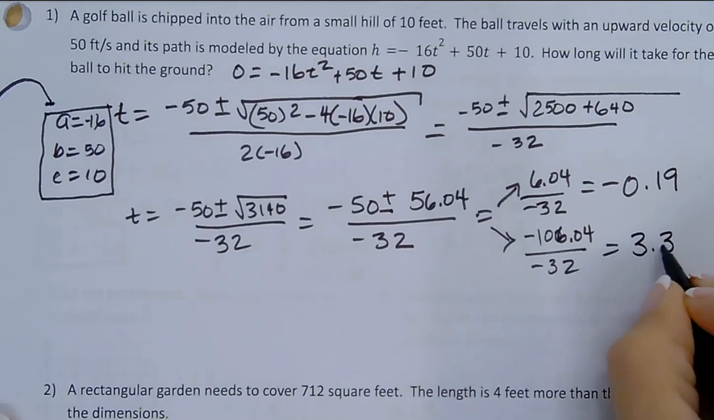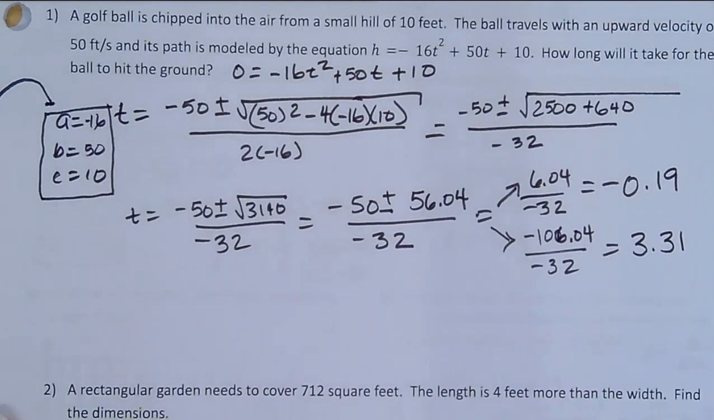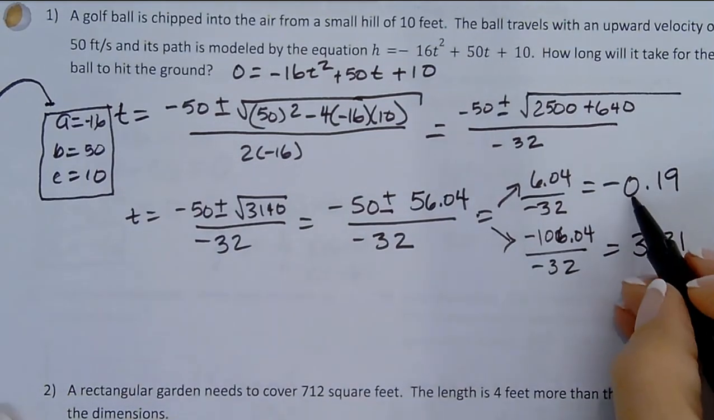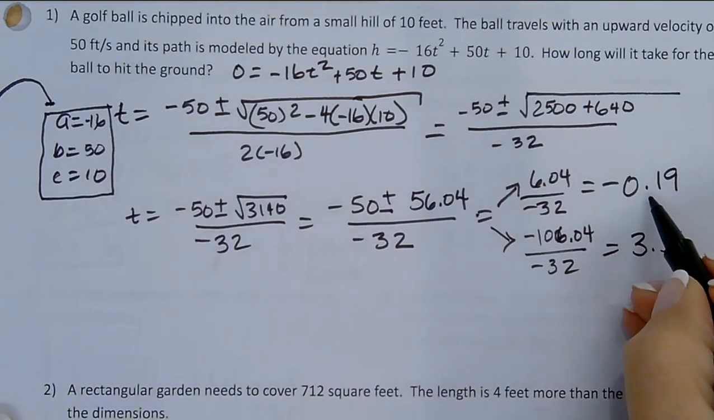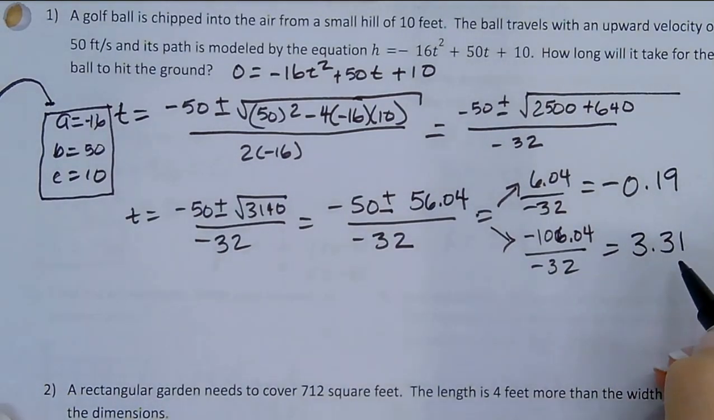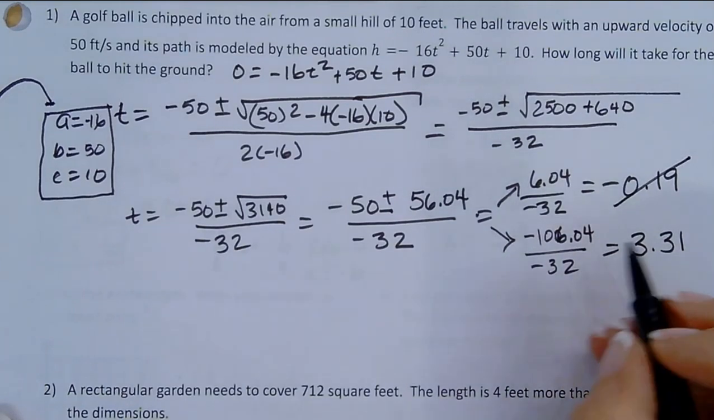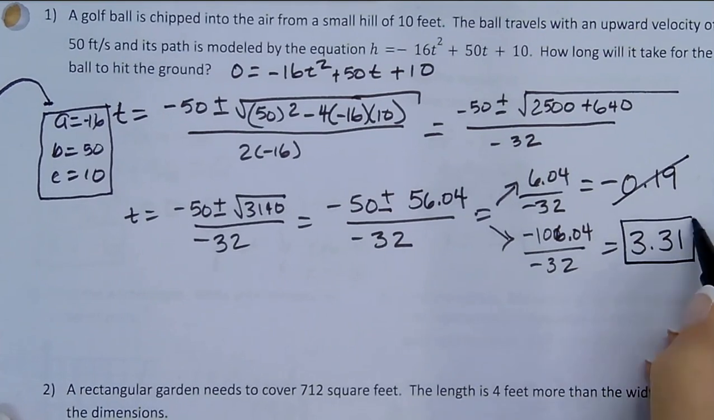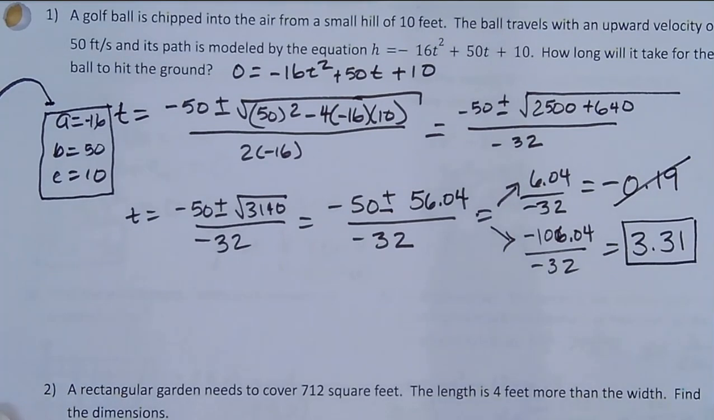All right, so we wanted to answer the question, how much time does it take for us to have that golf ball land on the ground? It's either negative 0.19 seconds or 3.31 seconds. Well, we don't go back in time. We don't have negative time. So in all honesty, this is going to be our final answer. It took 3.31 seconds for that to land on the ground.